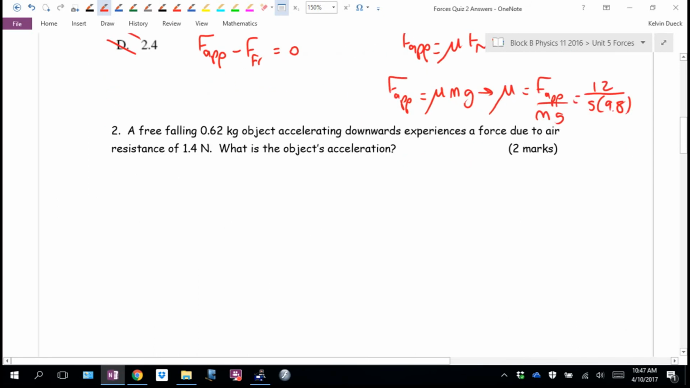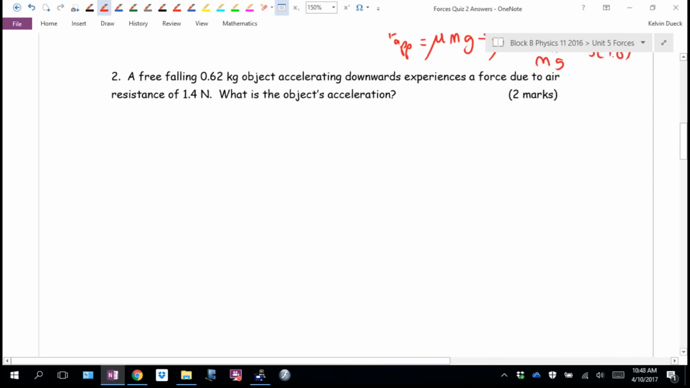Number 2, not a written question, but it's 2 marks, probably means multiple steps, probably means it needs a free body diagram. They want the acceleration. I see air resistance. This is a job for a free body diagram. What are the forces acting on this object? Get the obvious one. Gravity.